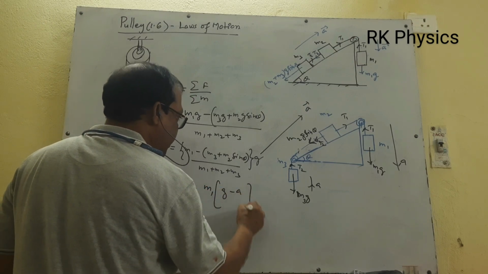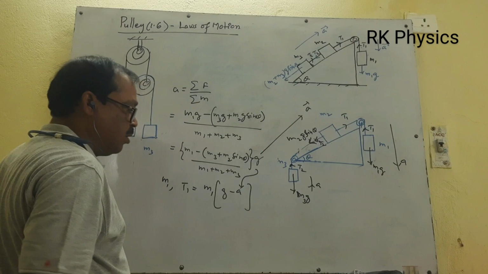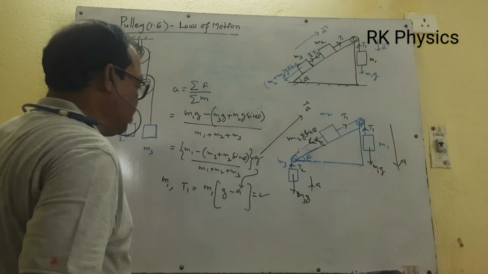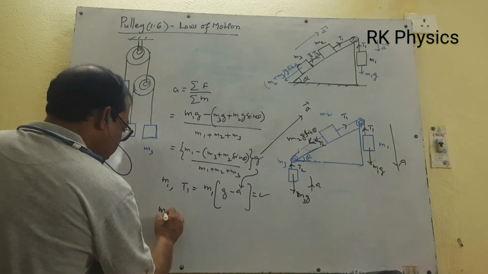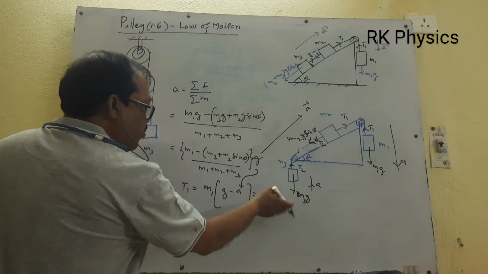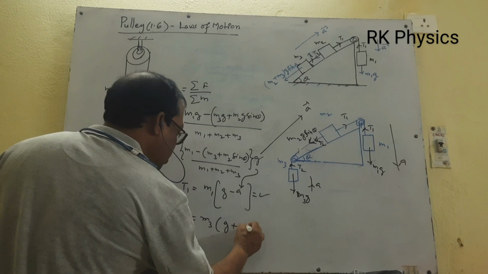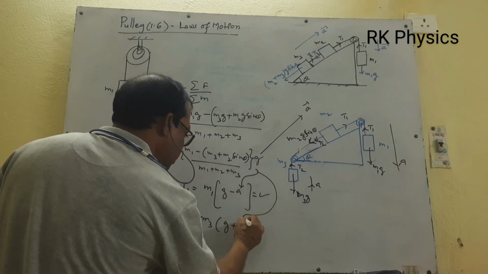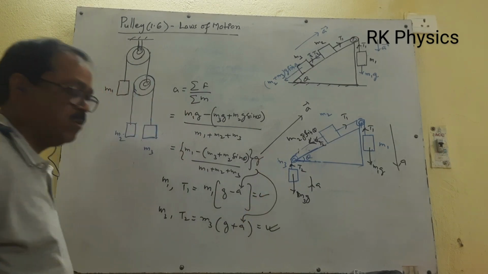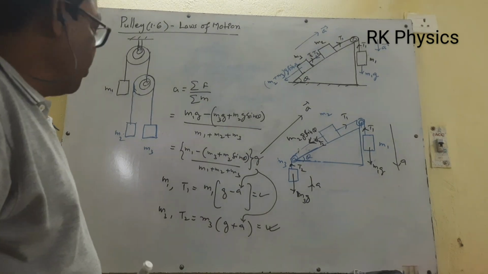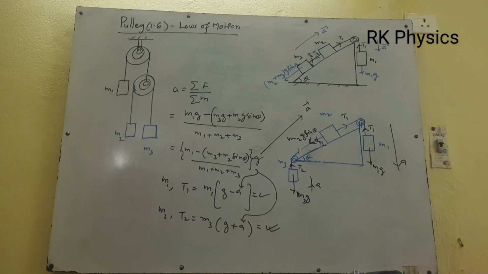This is g minus a. So put the value of a here and you will get the answer. Okay, now for m3, that is T2, m3 is moving up. So this is m3 into, you write g plus a. So you can put it directly and get your answer. Okay, so without free body diagrams it is possible to calculate acceleration, T1 and T2.